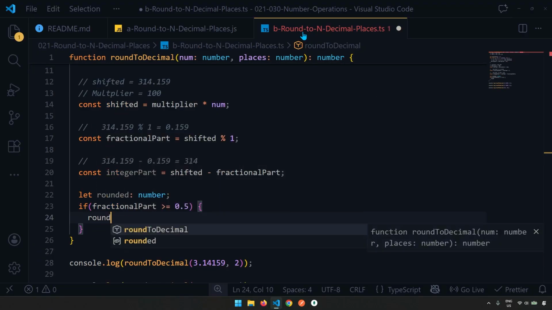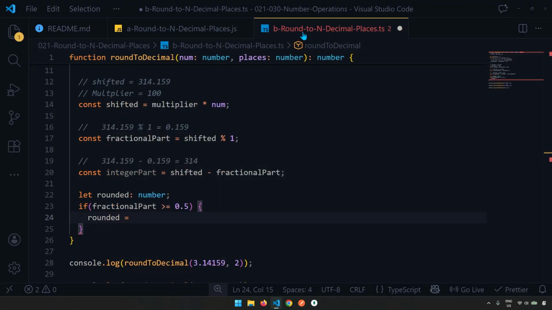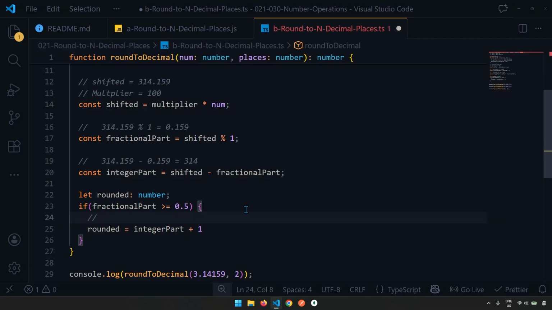That means rounded is going to be the integer part. Take a look at this. Now, I'm not dividing this by multiplier just yet. Keep that in mind. That's going to be our last step. So I'm going to say rounded is going to be the integer part plus 1. And what is this going to give me? Let me just write it here. So rounded is going to be 314 plus 1. What do I get? I get 315, which is rounded.